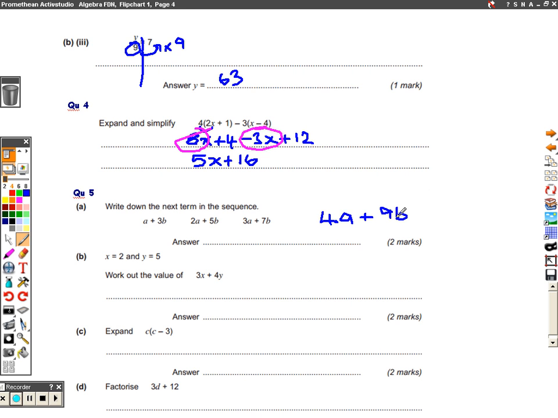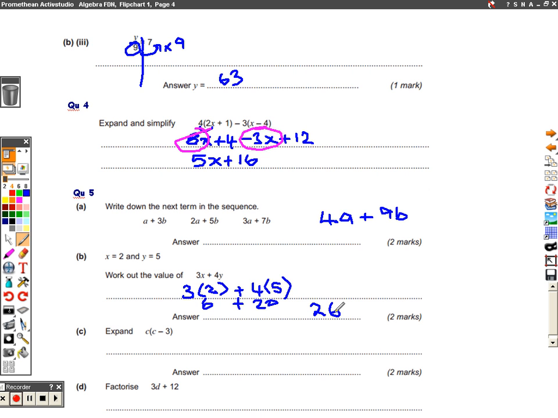Okay. Work out the value of 3x plus 4y, so your substitution. 3 upon 2 plus 4 upon 5. 3 times 2 gives you 6. Remember, it's not 32 and it's not 45. Plus 20. Your final answer is going to be 26.